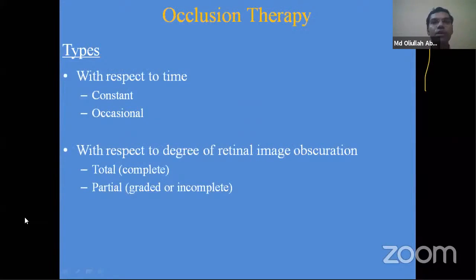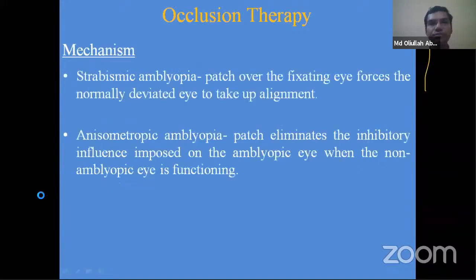So you can have a very brief overview. I need to take you through it because I'll be discussing something else in detail. You can have a constant or occasional occlusion, or you can have a total occlusion or partial occlusion, based on the severity of amblyopia, based on the progress, and about when you started this therapy, how early you started this program.